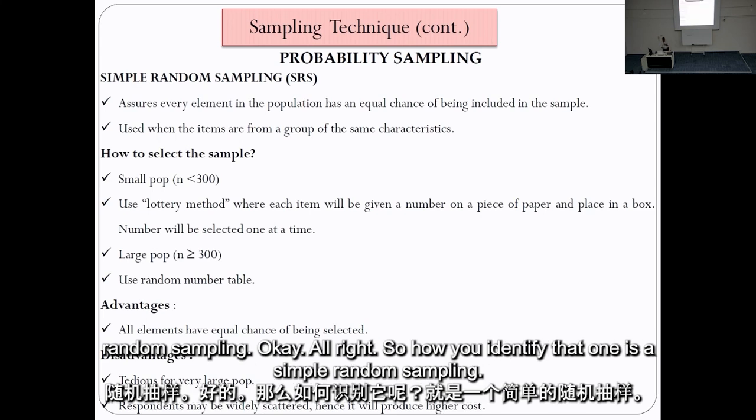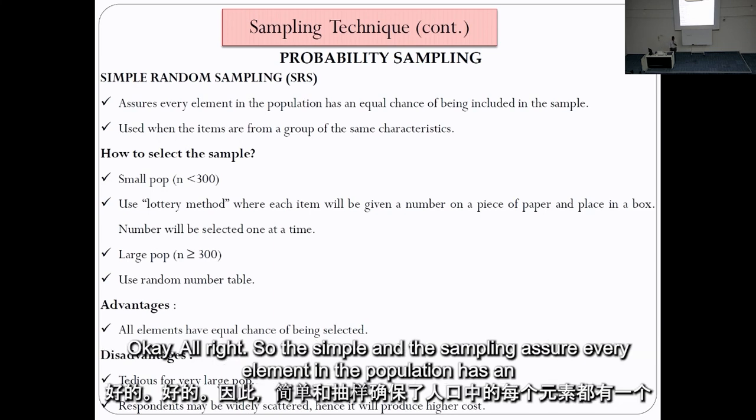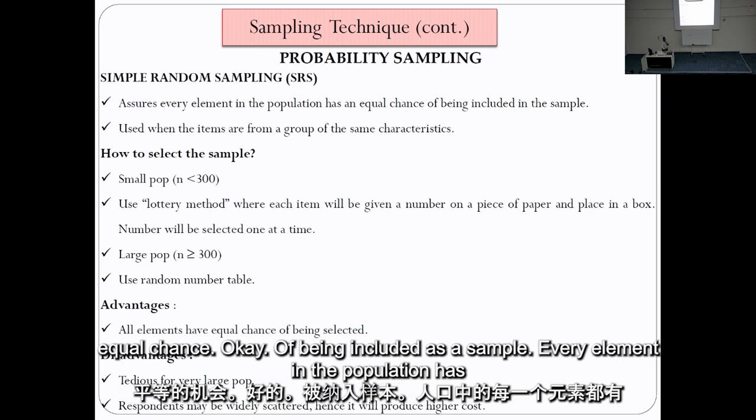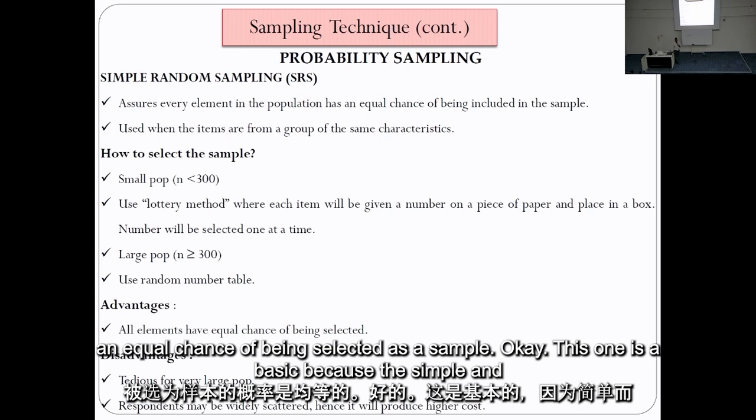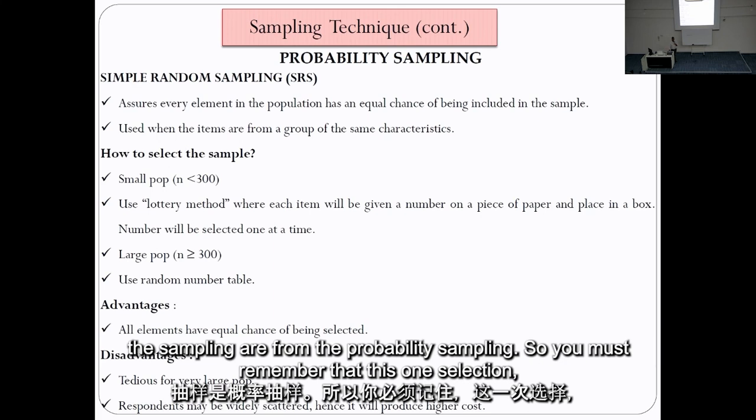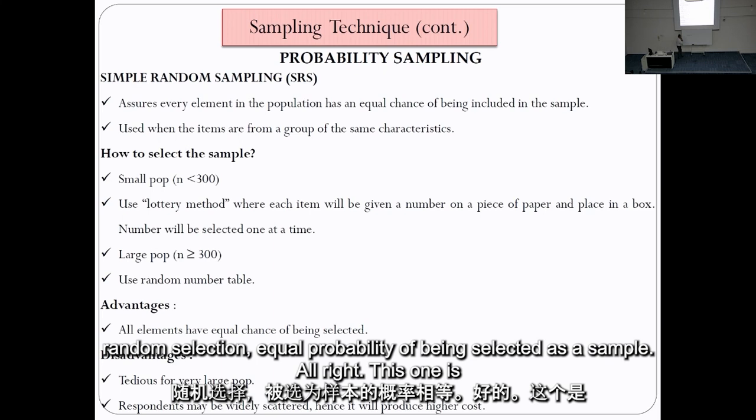So how do you identify that one is a simple random sampling? Simple random sampling assures every element in the population has an equal chance of being included as a sample. Every element in the population has an equal chance of being selected as a sample. This one is basic because simple random sampling is from probability sampling. So you must remember this: random selection.